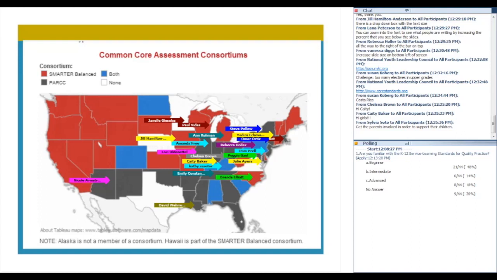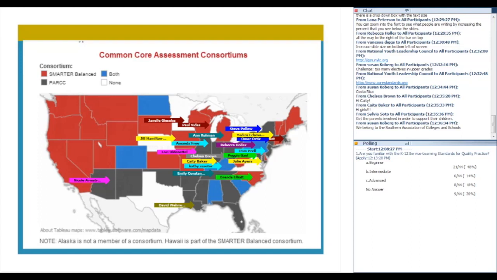And of course, there are some who say none. So Texas, Virginia, Nebraska have not adopted the Common Core. Neither has Alaska, although one district in Alaska has individually decided that they were going to adopt the Common Core. In Minnesota, we've adopted at the state level only the language arts Common Core, and so we're not aligning with one of the assessment consortia.